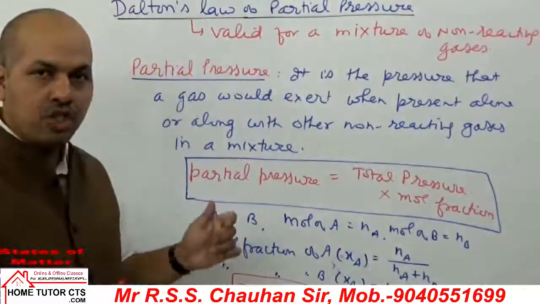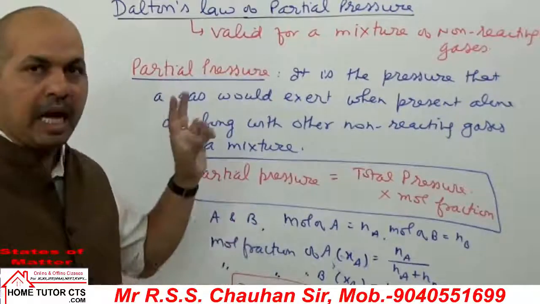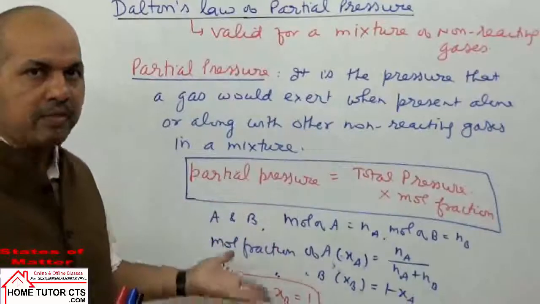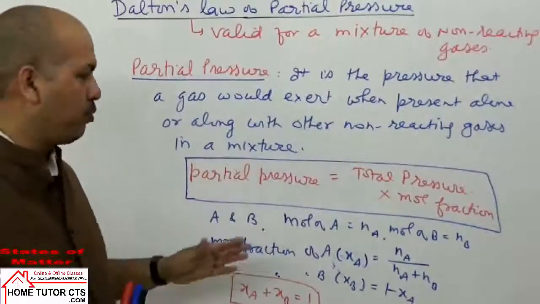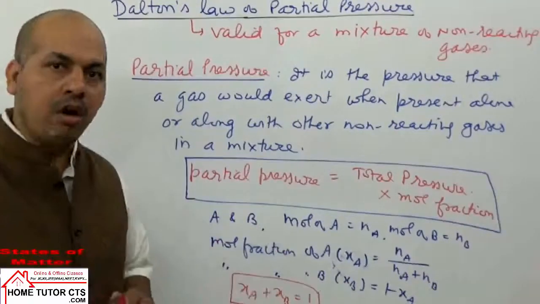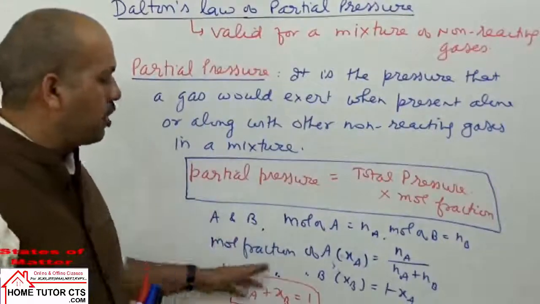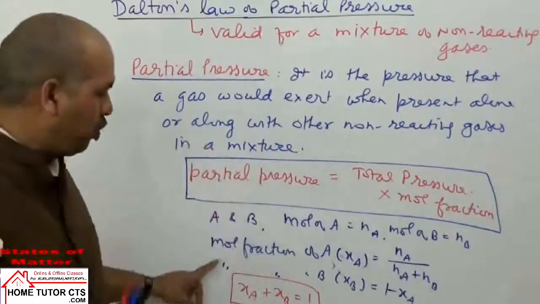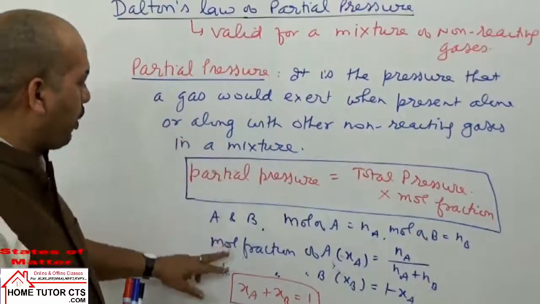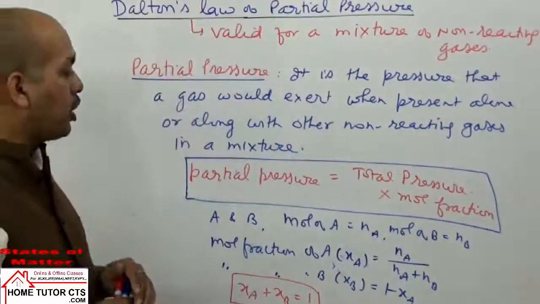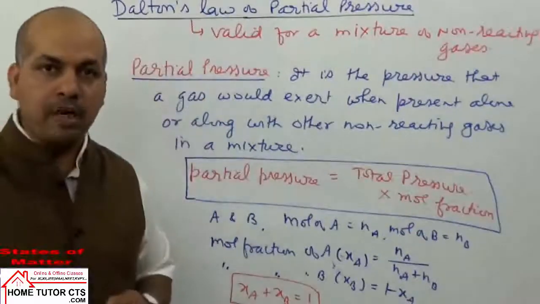So we can take the summation of mole fractions of two or more components. I have taken two gases, but we may have more than two gases in the mixture. So the sum total of mole fractions of all the gases in the gas mixture is equal to 1. I hope this is clear. Now you can use this point for the study of Dalton's law of partial pressure.